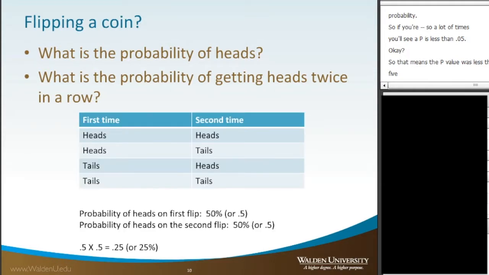Okay. So if you do heads or tails twice, you really have four options. You're either going to get heads or tails on the first flip, and the second time, you're either going to get a second head, a heads and a tails, a tails and a heads, or two tails. So it's actually 25%, 1 in 4. Mathematically, it's 0.5 times 0.5. If you wanted to do heads 3 times in a row, it would be 0.5 cubed.